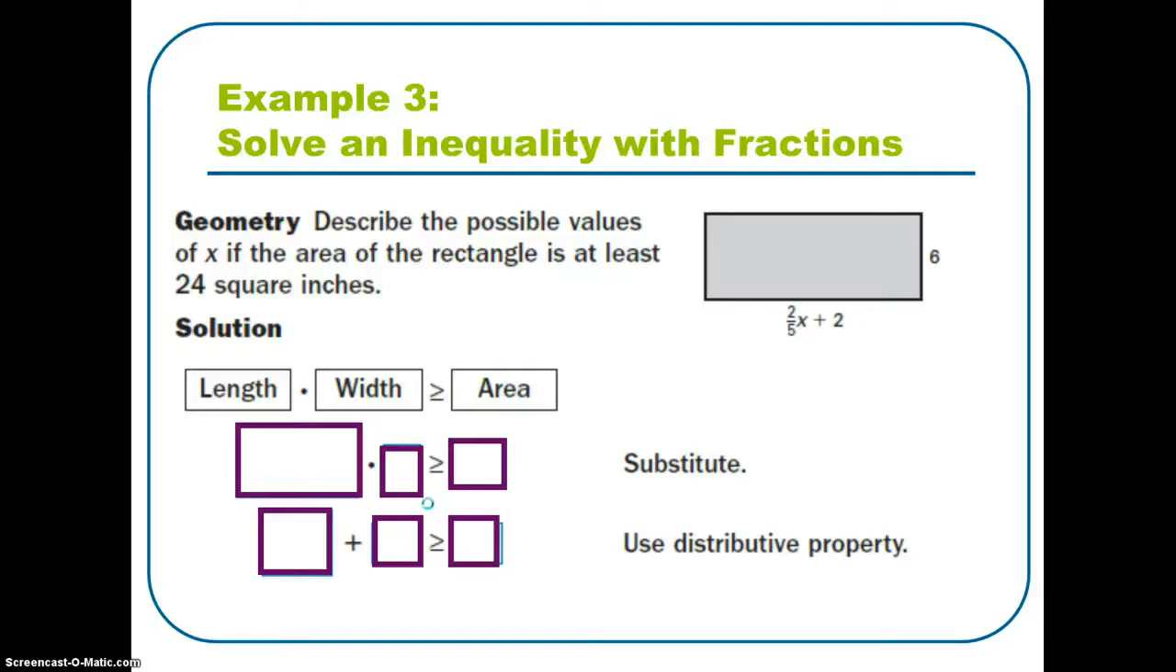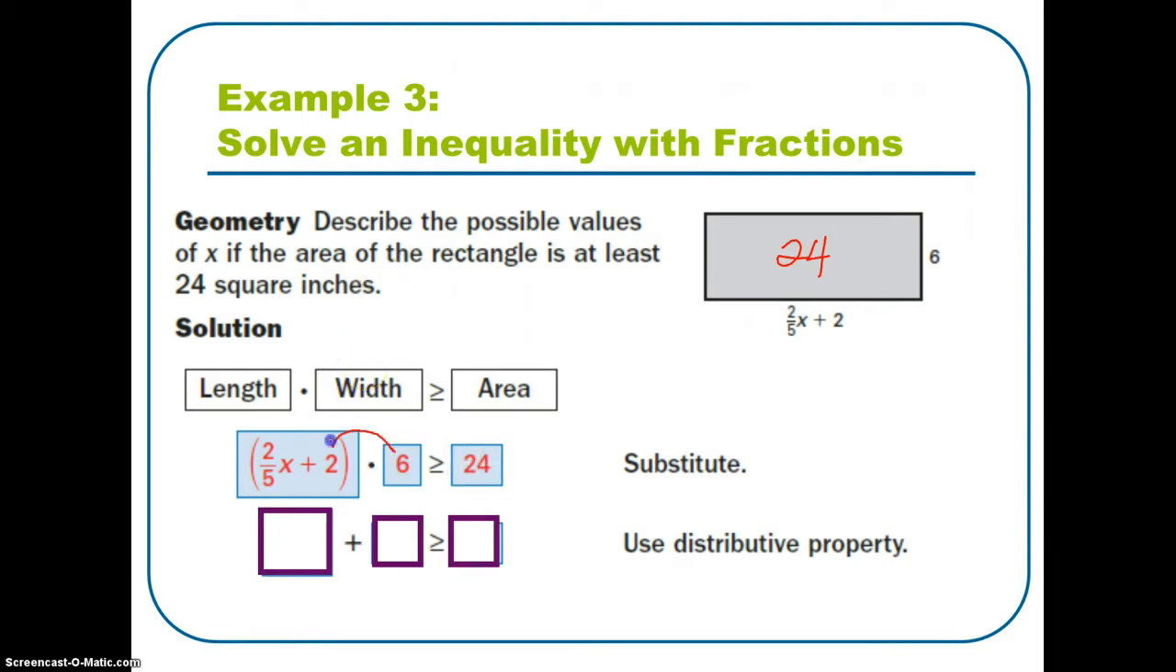In example 3, we're going to solve an inequality with fractions. Describe the possible values of x if the area of the rectangle is at least 24 square inches. So the area has to be at least 24. So it can't be 23, it has to be 24 or higher. So my length is going to be, well, 2/5 times x plus 2. We multiply that by the width of 6, and it has to be greater than or equal to 24.